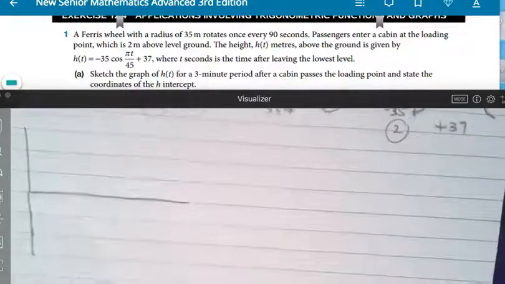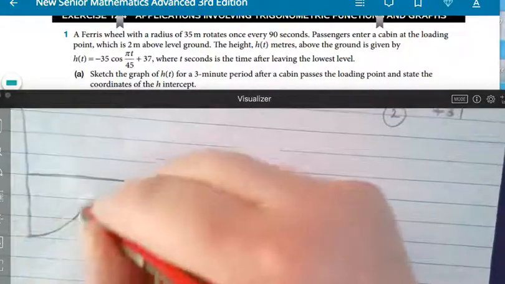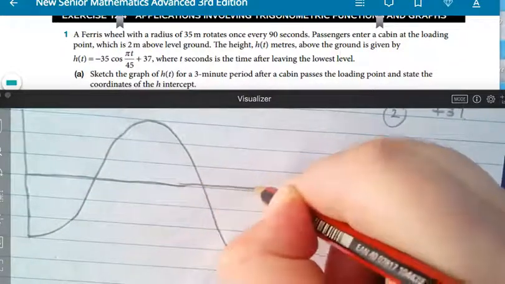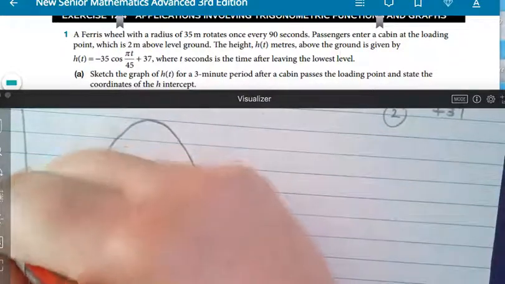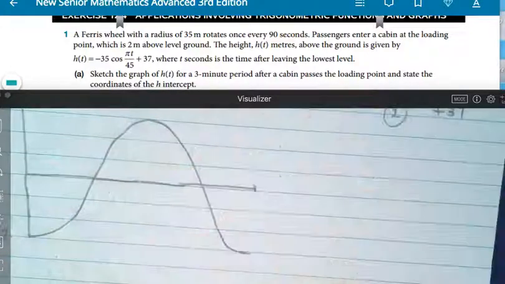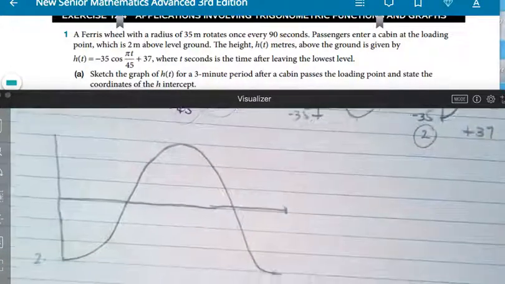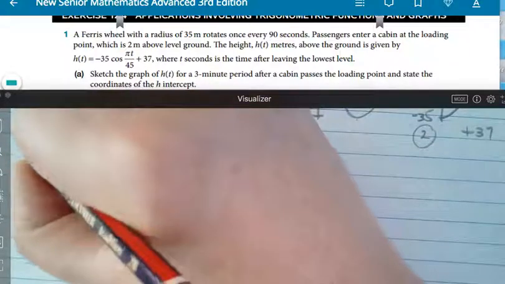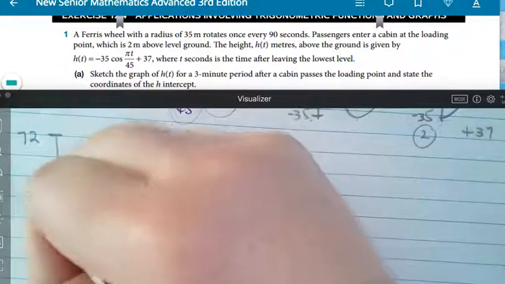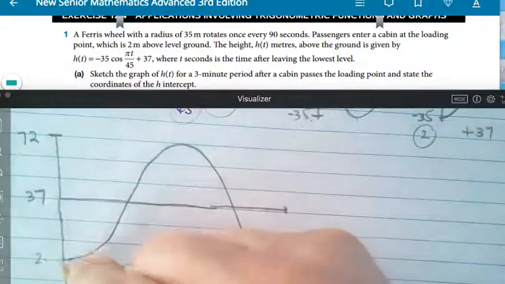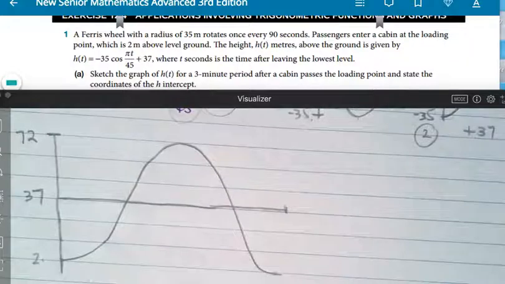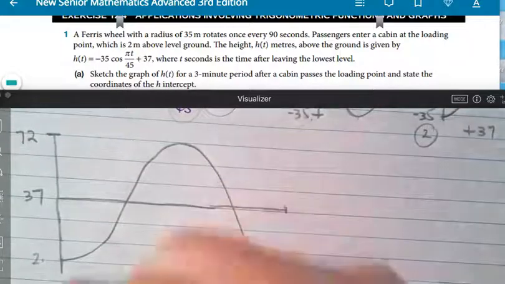So we've got a negative cos curve. I'll do it nice and big. I know it says 3 minutes. Don't worry about that yet. Okay, what have we got? 2 meters. So we've got that. We've got 2. We've got 35 plus 37, 72. And the midpoint is 37. See this line here? You probably want to do that dotted. Right, draw it as a dotted line.